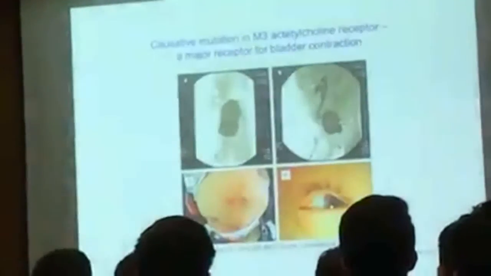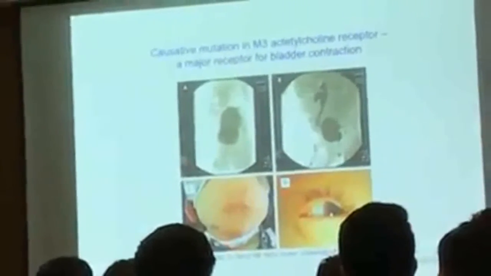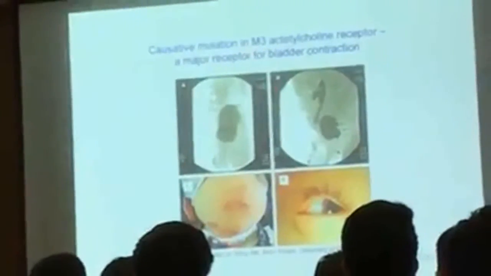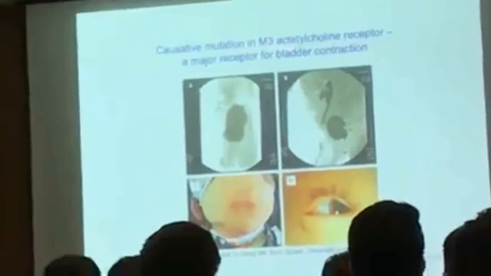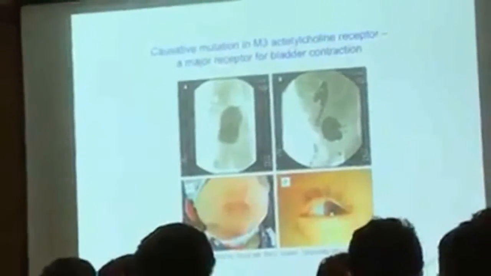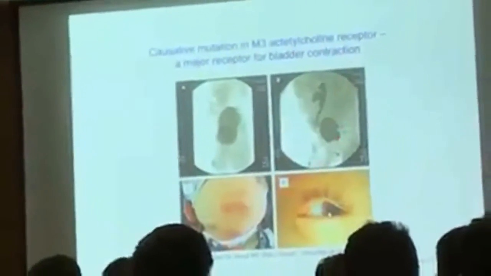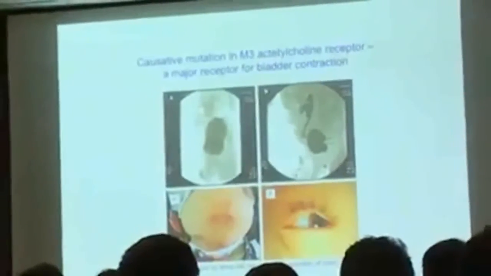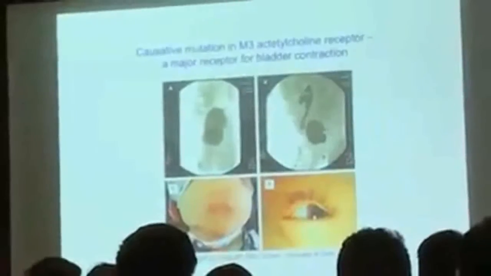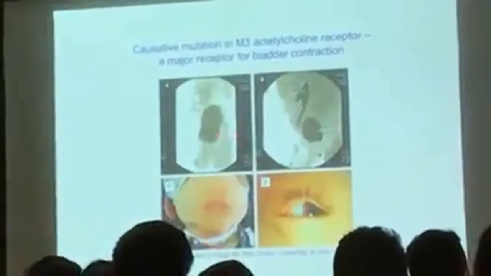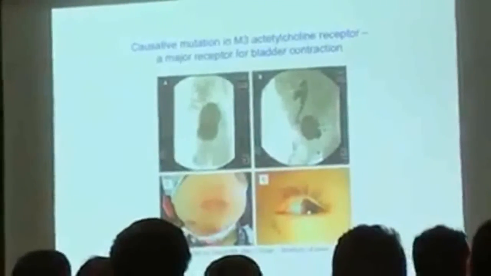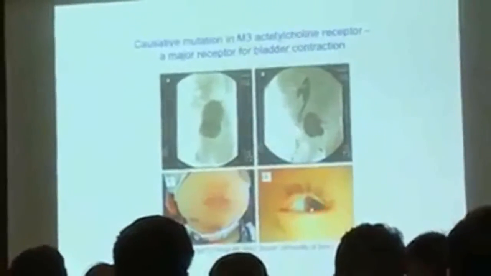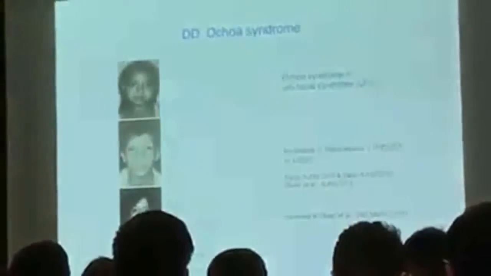Okay, this is the gene. And the other genetic disorder is also the M3 acetylcholine receptor. Also, the major receptor of bladder contraction. You can see the bladder is like this. It's poor bladder function. You cannot have normal urination. The only thing you can do is just put the urine catheter, and the eye cannot react to the light.